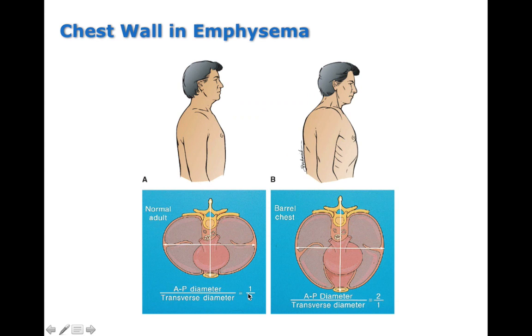Now, what's interesting too is that in individuals with emphysema, due to a loss of elastic fibers, their lungs have less compliance. In a normal adult, you can see here that the diameter to the width of their chest is a particular ratio. We see it's 1 to 2, right? We said the anterior-posterior diameter is 1, the transverse diameter is 2. That's a normal ratio of the chest wall.